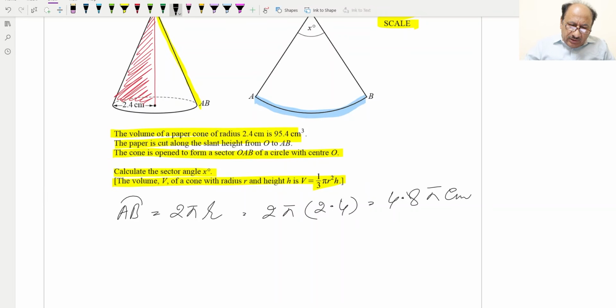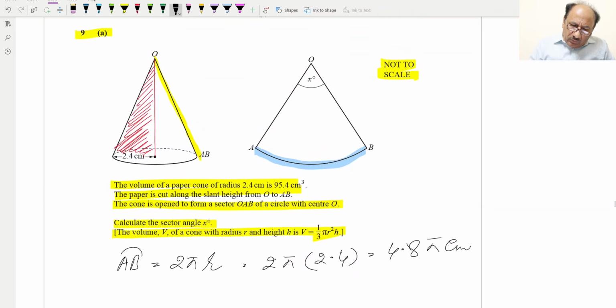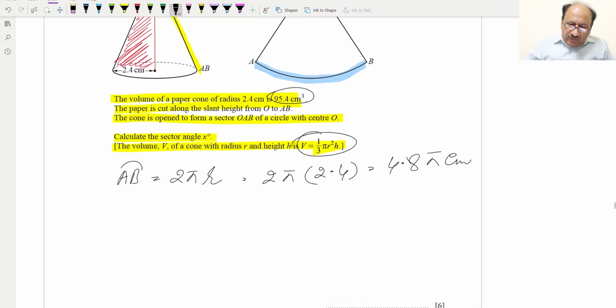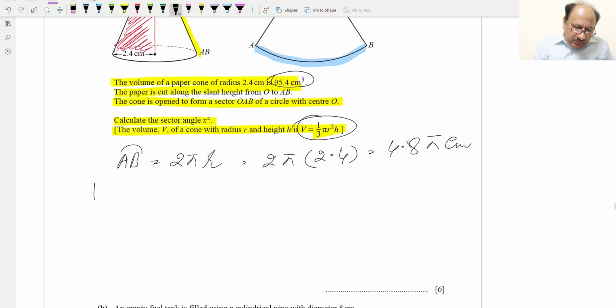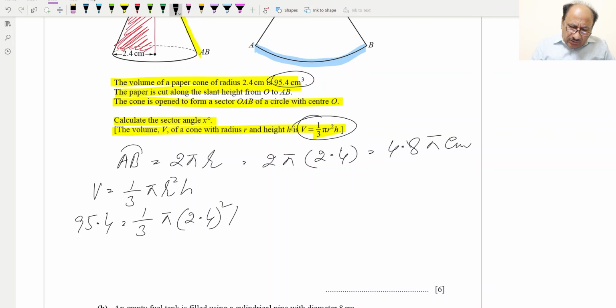They have given the radius and the volume of the cone, which is 95.4. So we'll be applying this formula to find the value of H, where V is equal to 1 by 3 pi r squared H. So volume 95.4 is equal to 1 by 3, pi, and r is 2.4 squared, H. So H will be equal to 3.